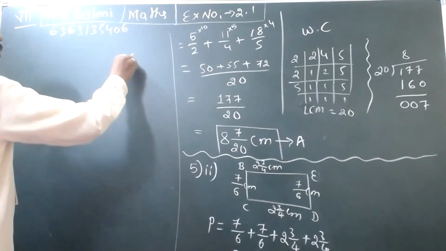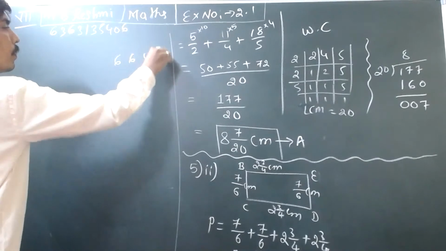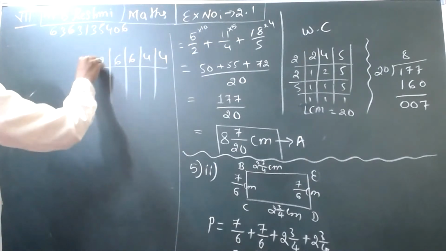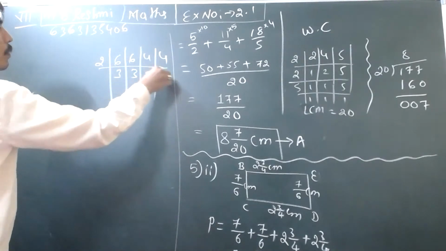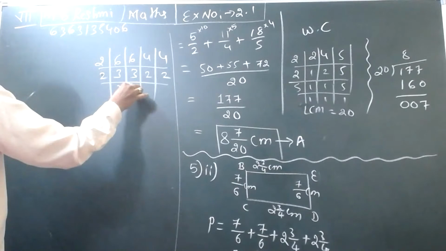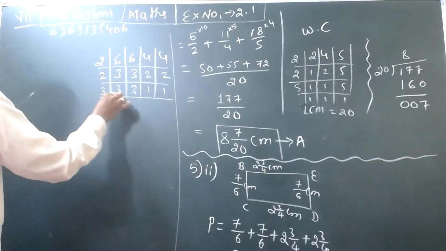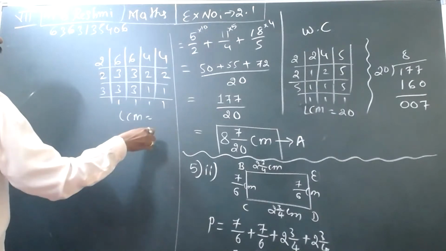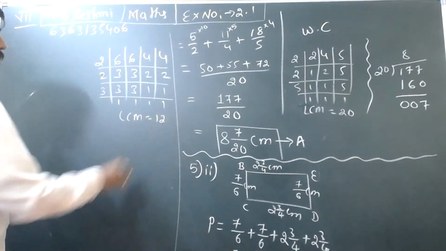How to find LCM? 6, 6. Then we have 4, 4. 2, 3, 3, 2, 2. Then later on we have 2. 3 as it is, 1, 1. Similarly, last 1, 1, 1. And the LCM is 2, 2, 3, which is 12.